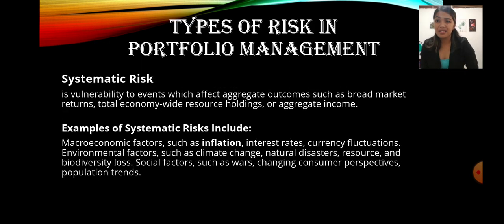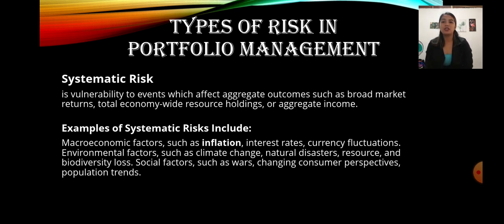So the last discussion that we're going to do is the types of risk in portfolio management. There are two types of risk. They are systematic and unsystematic risk. The first one is systematic risk. It is vulnerability to events which affect aggregate outcomes such as broad market returns, total economy-wide resource holdings, or aggregate income. Examples of this risk include macroeconomic factors such as inflation.